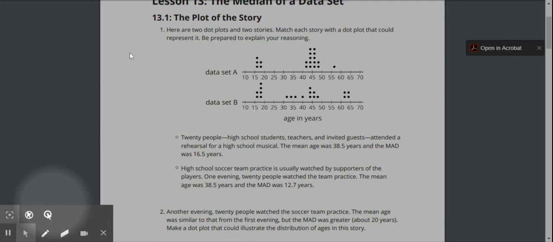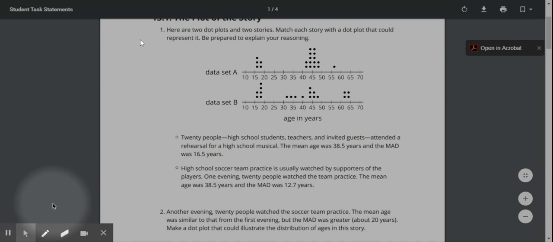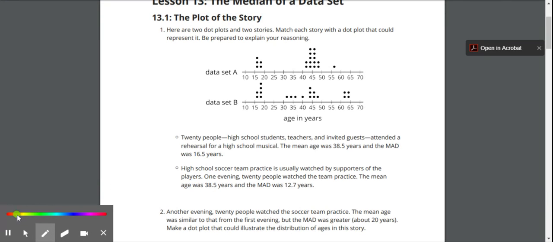So we have this information about lesson 13, and the first thing that we're starting out with is two data sets, A and B, and we also have two different scenarios. We have a high school musical, and we're trying to figure out whether this is the information for the people who went to the high school musical or if this one is. And then we also have a soccer team practice, so we'll go ahead and color that blue. We're really just trying to match which one is which.